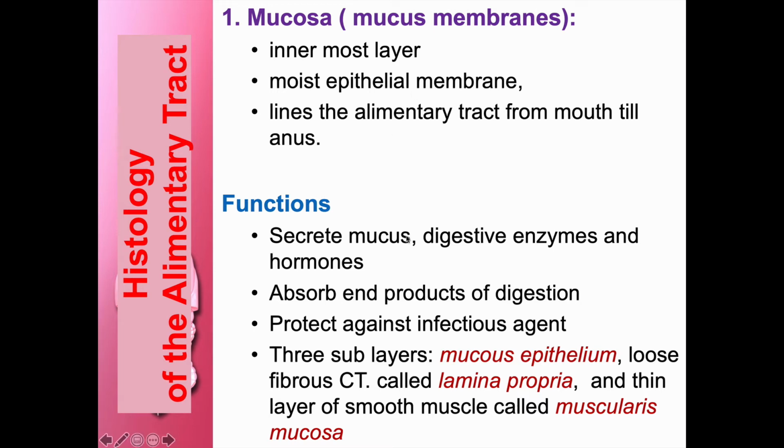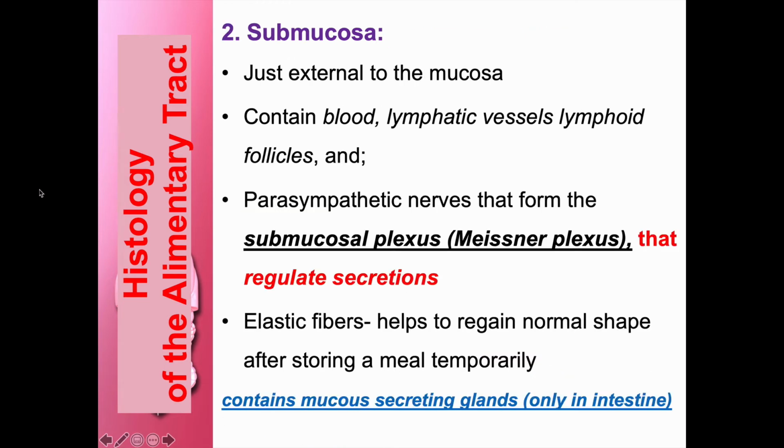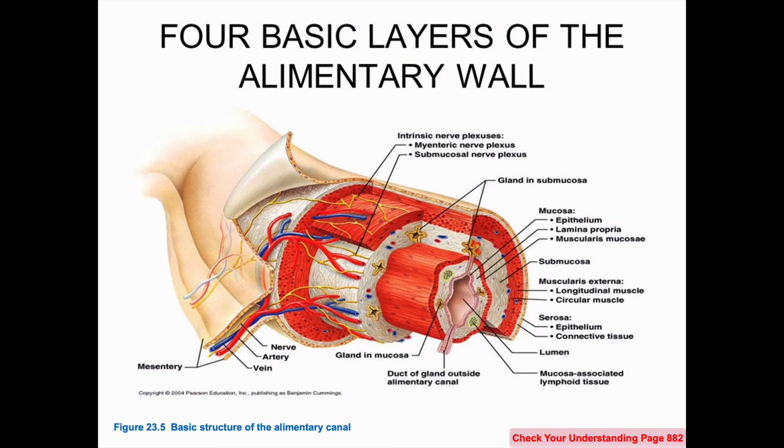Okay, then it secretes mucus, digestive enzymes and hormones. The mucous membrane absorbs the food material, protects against infections, and its sublayers are the mucous epithelium, then the submucous layer which has lamina propria and the muscularis mucosa. The submucous layer contains blood vessels, lymph vessels, then follicles, which are innervated by the Meissner's plexus. As I told you, it is the sympathetic nervous system. Then it also has elastic fibers.